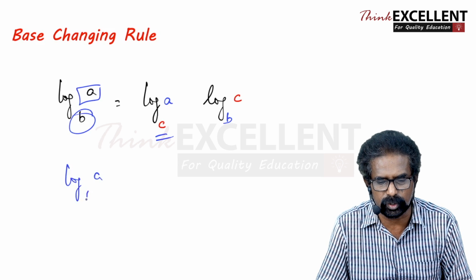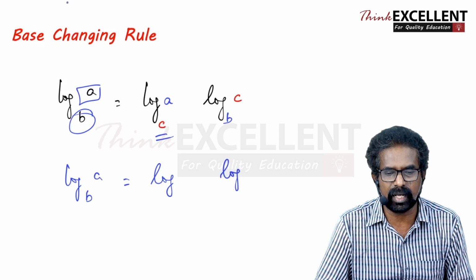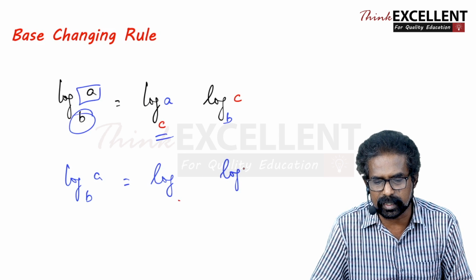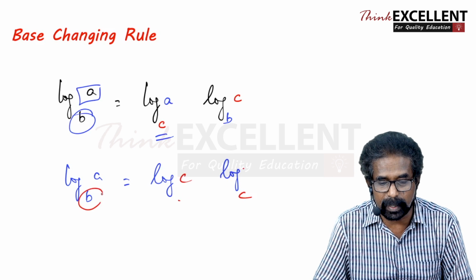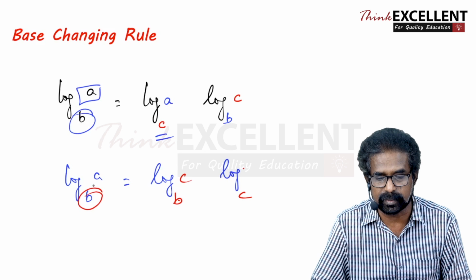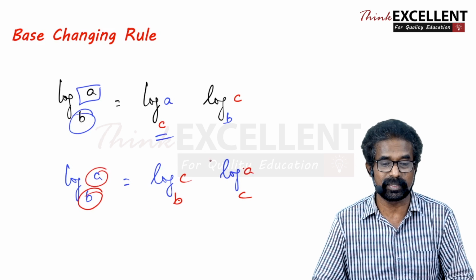Log A to the base B can be written as, two times you write log. Instead of writing this place and this place, you can write the other two, right? Now you fill base B. Yes, here there's a base. A, you write here A. That's all. So this is called base changing rule.